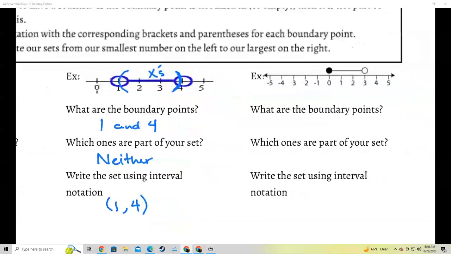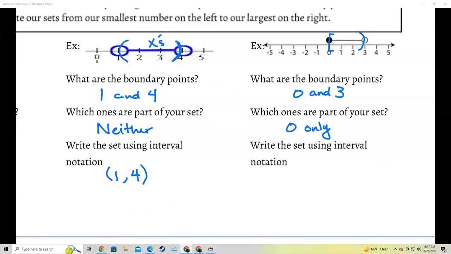All right, last one. What are the boundary points? Well, I know the boundary points are 0 and 3. Which ones are part of your set? 0 only. That means on the 0, I'm going to need a bracket because it does work. But on the 3, because it doesn't work, I'm going to need a parentheses.